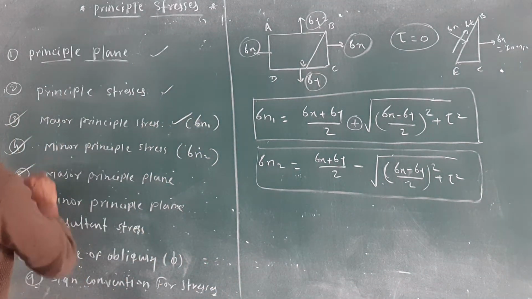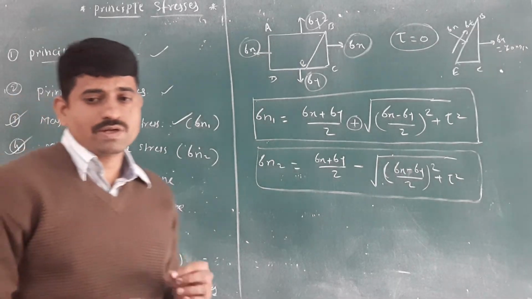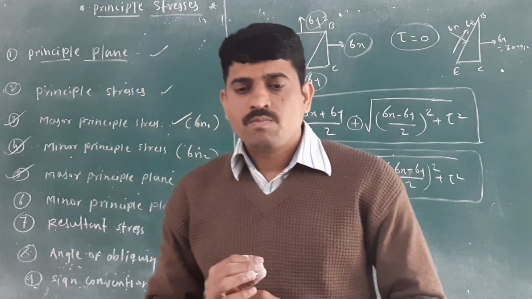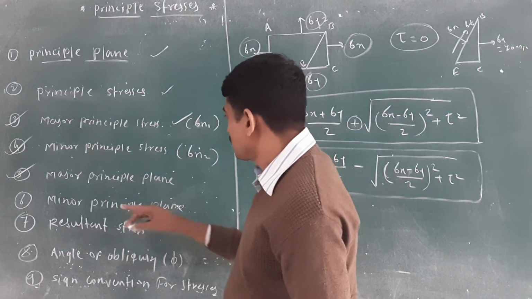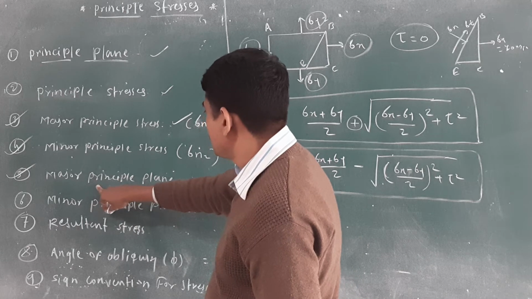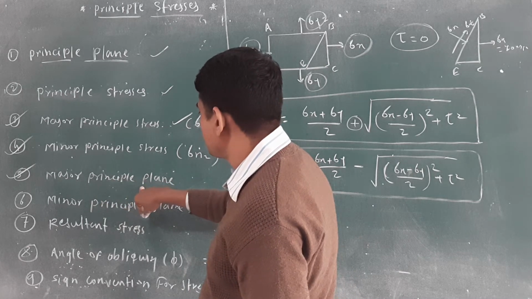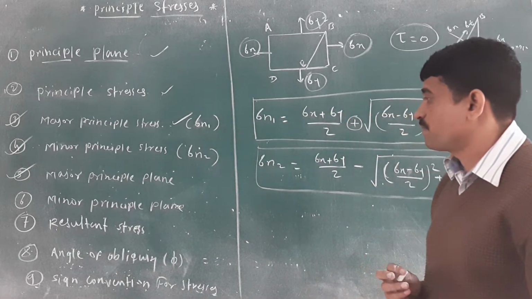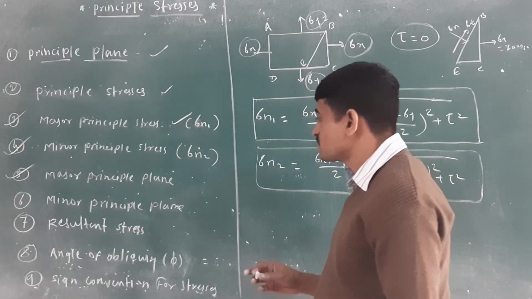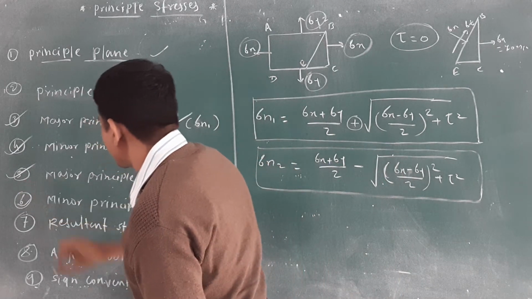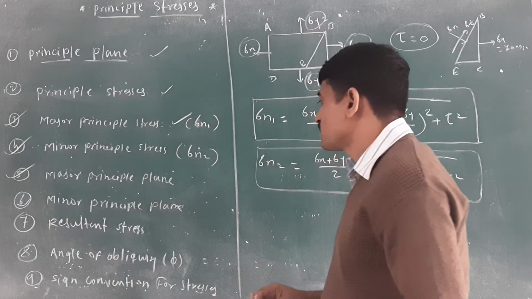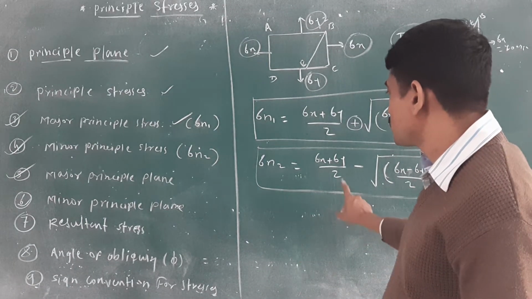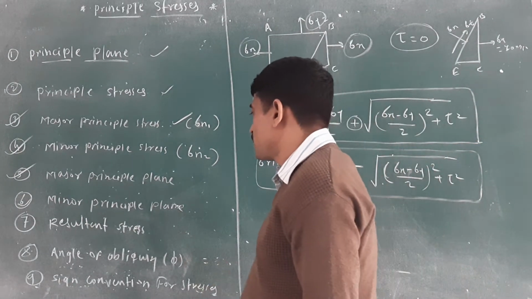And what is the major principal plane? A plane which carries the major principal stress is known as the major principal plane. And what is the minor principal plane? A plane which carries the minimum principal stress is called the minor principal plane.